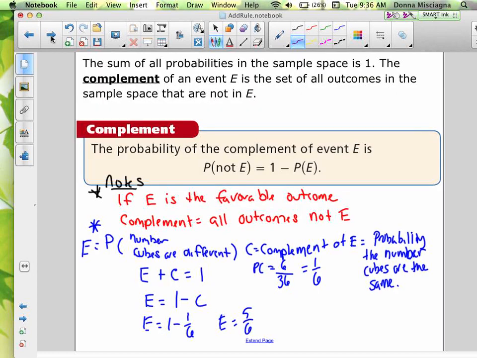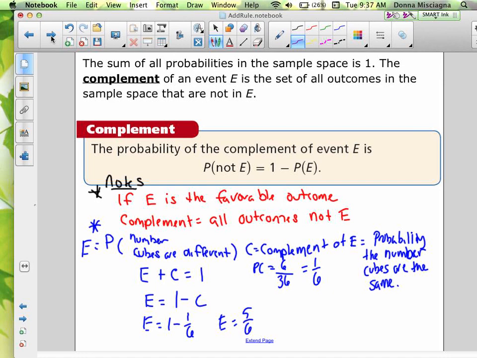All right, some vocabulary for you. The sum of all probabilities in a sample space is 1. So 1 is everything. It's 100%. You have a 100% chance you're going to get something in your sample space. The complement of an event is the set of all outcomes not included in the outcomes of some event. So the probability of the complement of an event, since they have to add up to 1, is 1 minus the probability of the event.